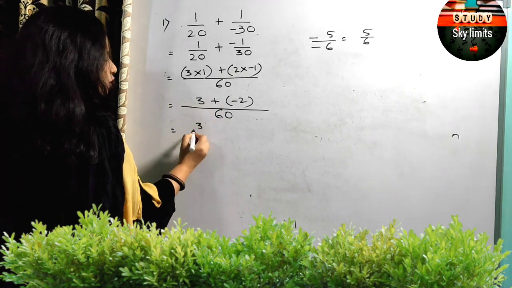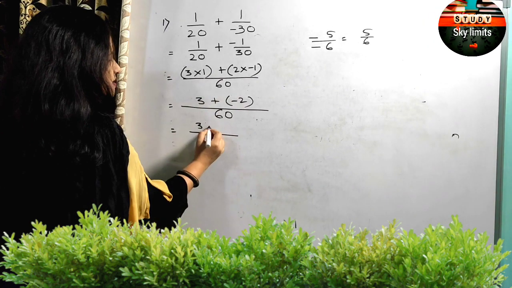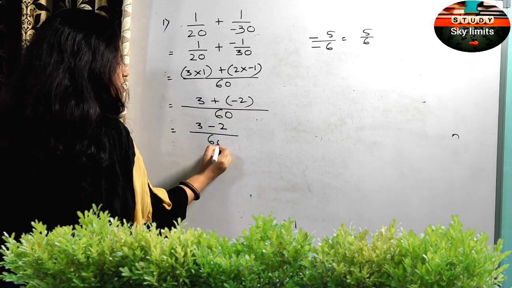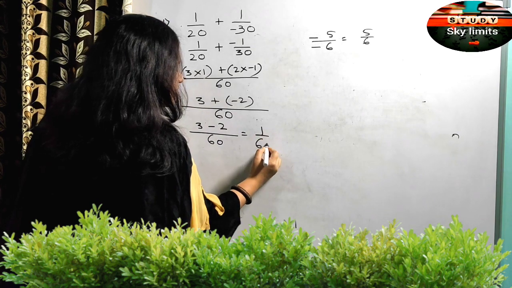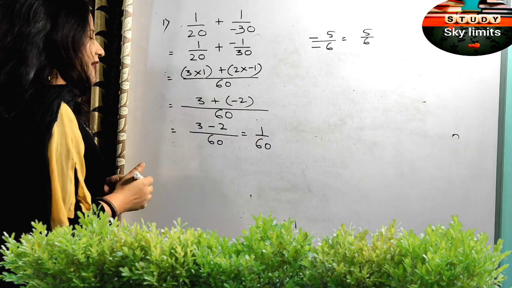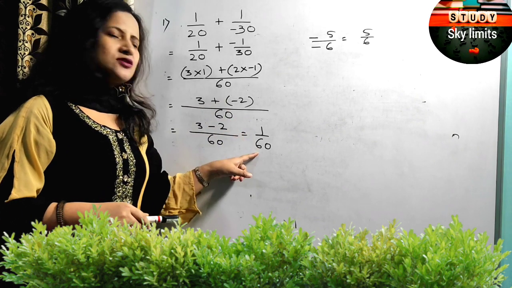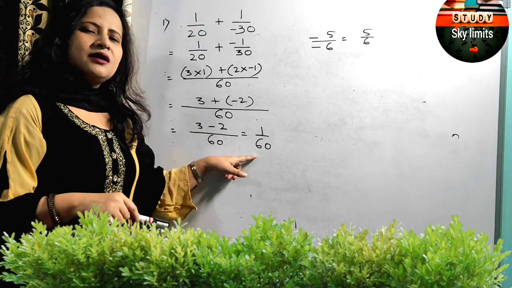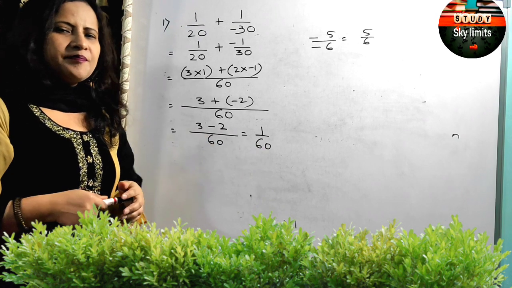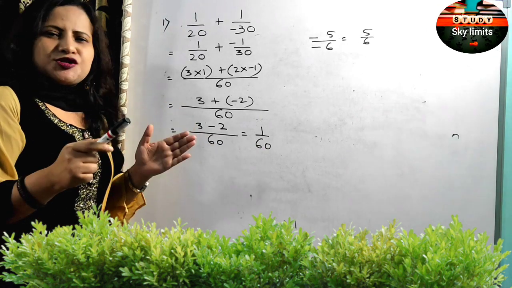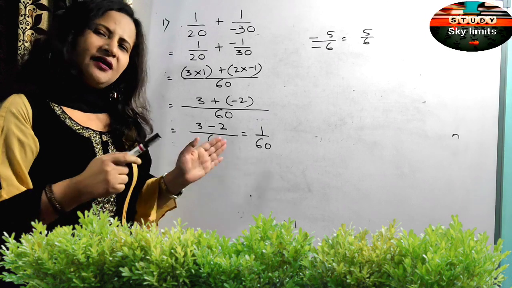Now, let us follow the sign rule. Plus multiplied to minus. So, 3 minus 2 over 60 is equal to 1 by 60. And it's a proper fraction. Or we can say it's a rational number. It's a fraction also, because this is also a fraction. This is also a rational number. And I told you from the beginning, all fractions are rational numbers, but all rational numbers cannot be fractions.